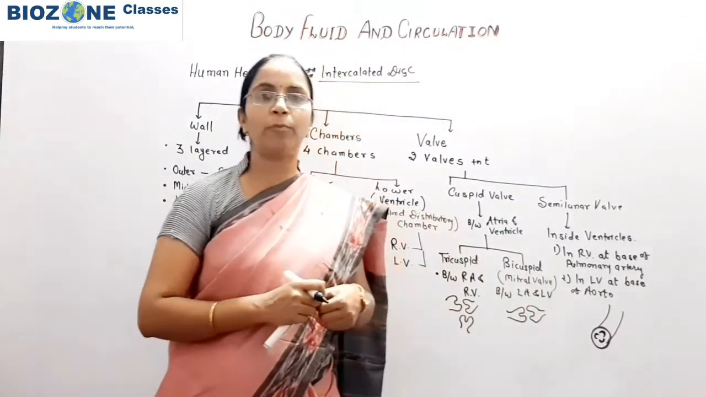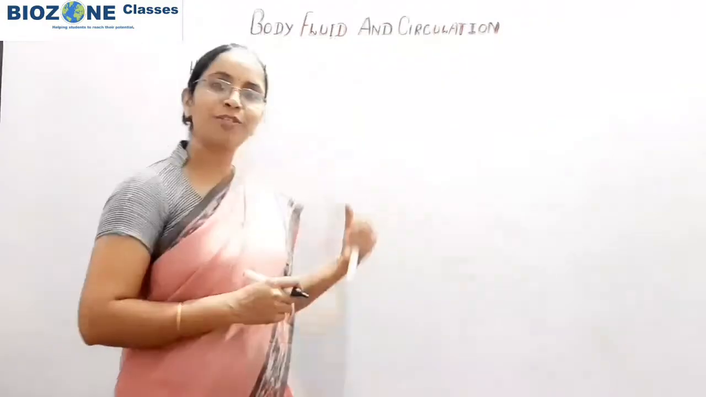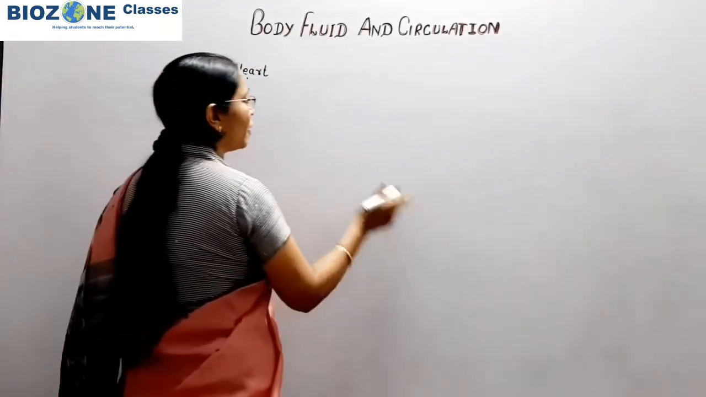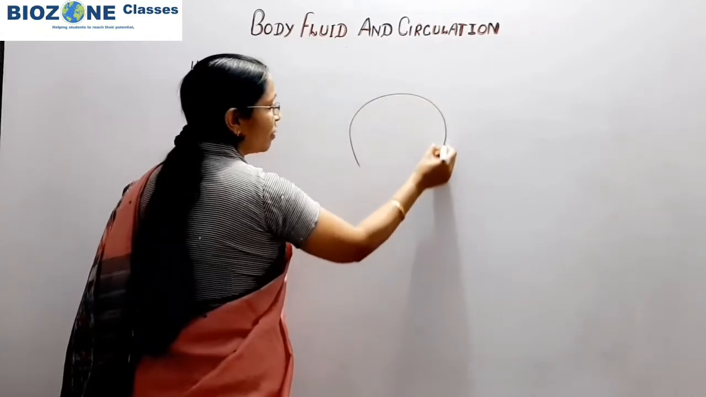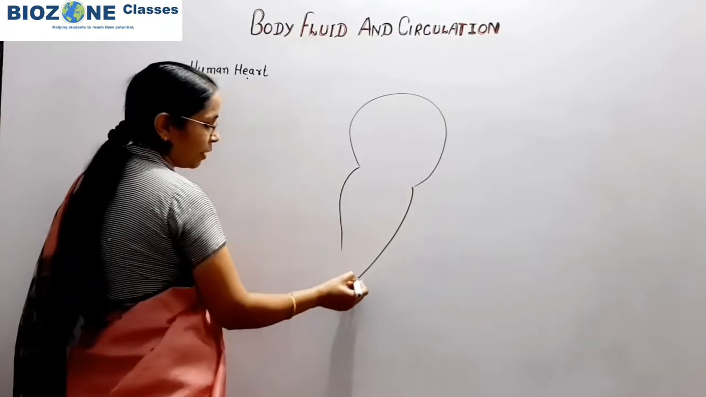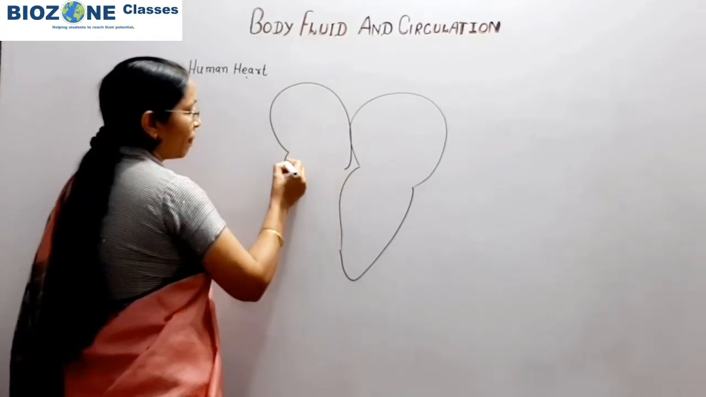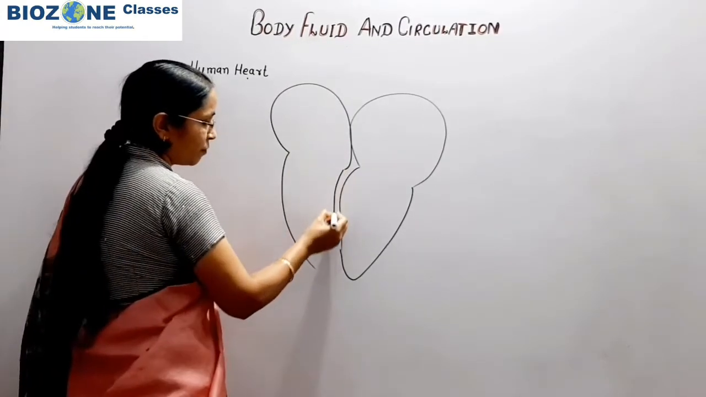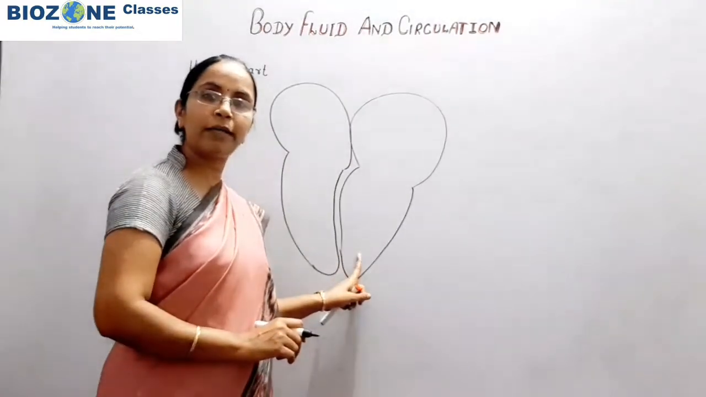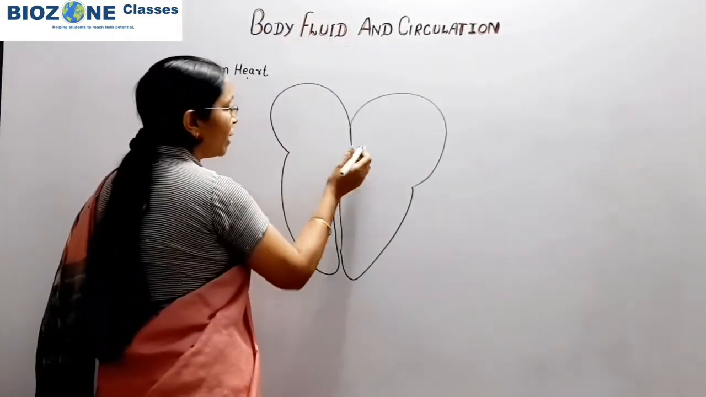Now with the help of a diagram we study what is the exact structure of the human heart. So students, let's begin with the structure of heart in a simple way. Upper chambers of the heart are called auricle or atrium, and the lower chambers are called ventricle. The lower narrow part is called apex and the upper part is called base.